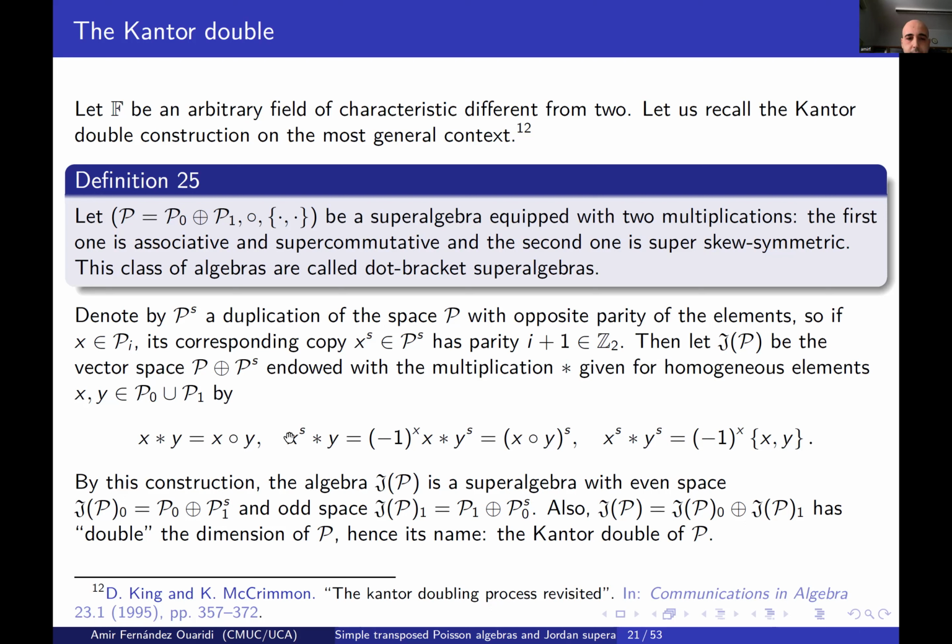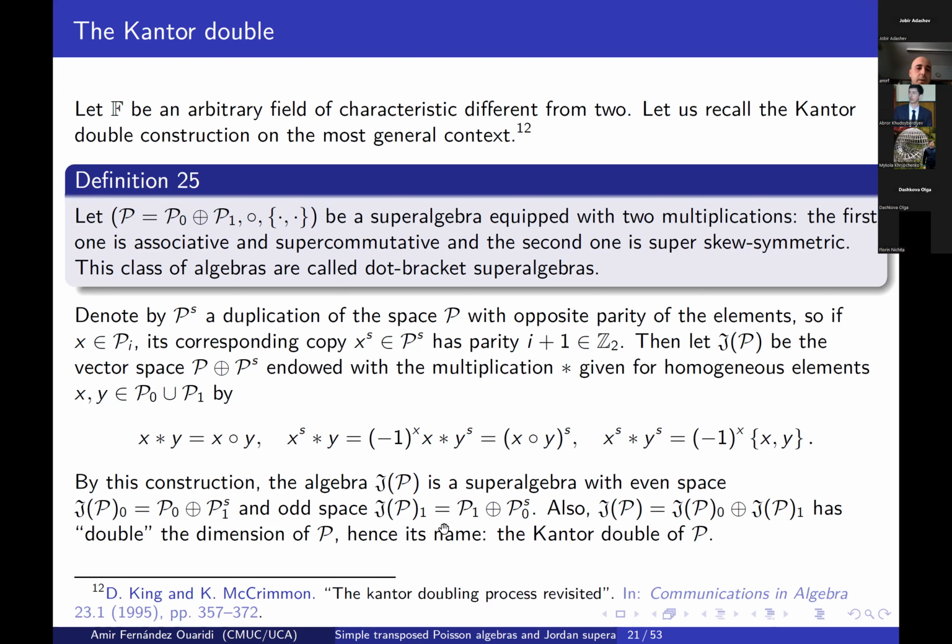When we multiply one element in the copy and one element in P, we take the circle product and then take the copy of the element that we obtain by the circle. By this construction, the algebra JP is a superalgebra with even space P0 plus P1s, and odd space P1 plus P0s. And look, this JP has double the dimension of P, and hence is named the Kantor double of P.